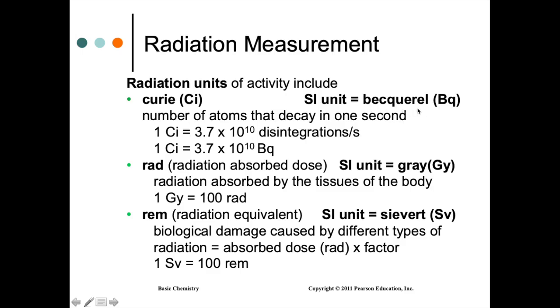We can scale this up into curies. A curie is 3.7 times 10 to the power of 10 disintegrations per second. You want to sometimes measure things in curies because you can have lots of disintegrations per second if you're dealing with a very radioactive source. So having a unit to scale up generally helps.